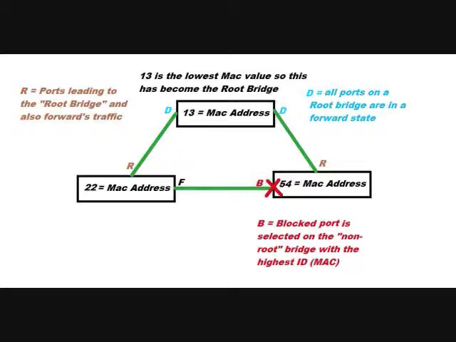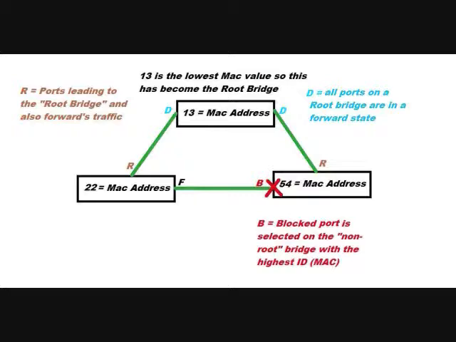So, just at a high level, we've got three switches. For simplicity's sake, the MAC addresses are simple numeric values. Now we understand that root bridges are selected based on the lowest MAC address. So in this case, switch 13 wins that root bridge election. That root bridge has designated ports, which will be in the forwarding state.